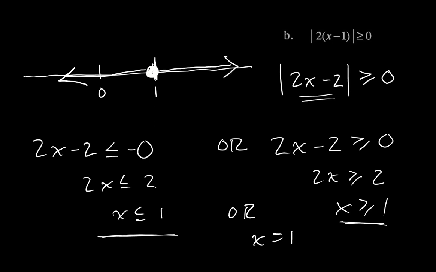Oh, any number works, right? This is all real numbers. Because if I put 0 in for x, that's going to become the absolute value of negative 2, which is 2. 2 is greater than or equal to 0. Yeah, this right here is all reals work, all real numbers.